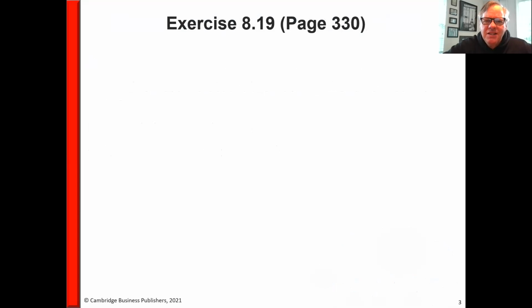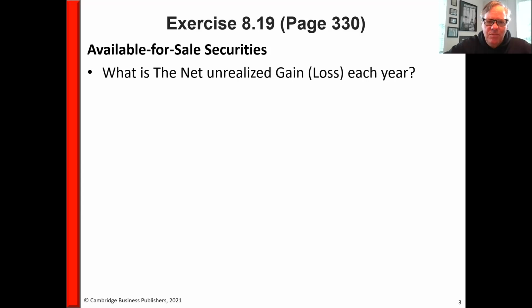Now, exercise 8.19 on page 330. This has to do with available for sale securities. These are securities that we own; we may sell them, we may not. We don't hold them actively. These are not trading securities. Again, look at that slide, whether it's 6 or 16, and it will guide you in terms of what you're supposed to do.